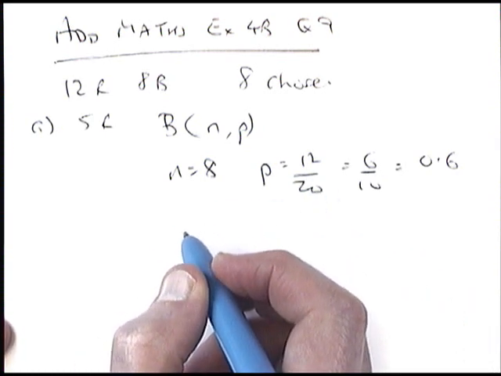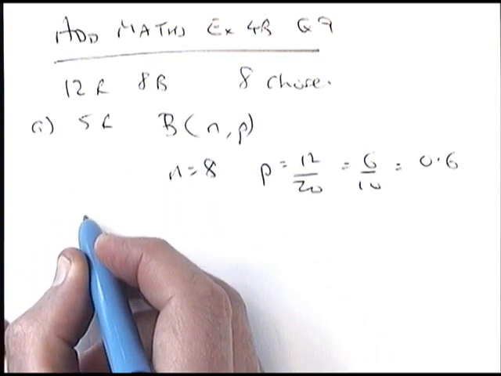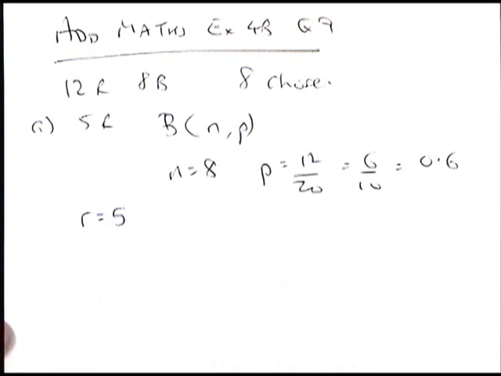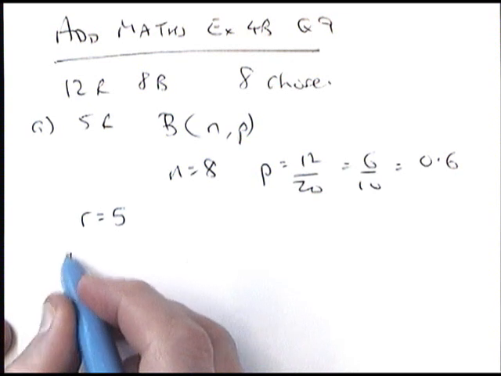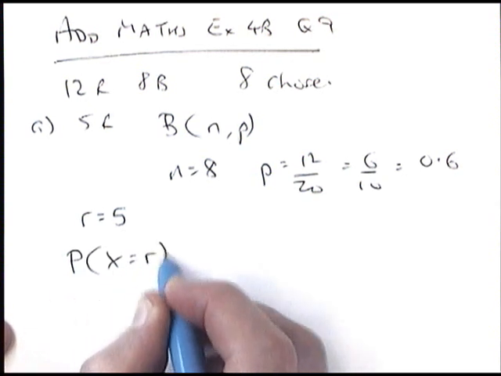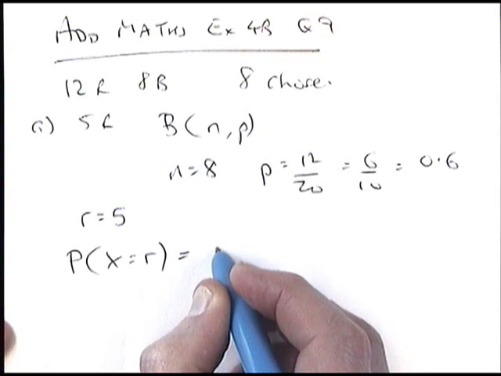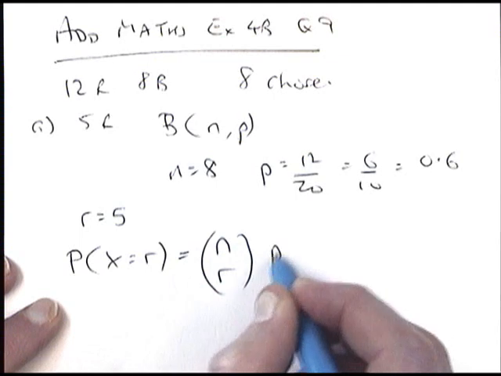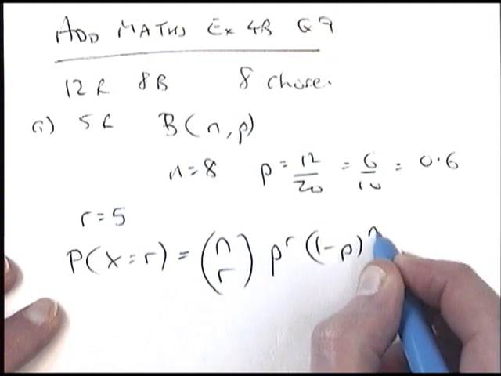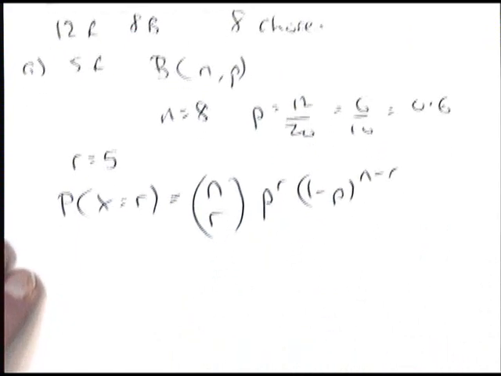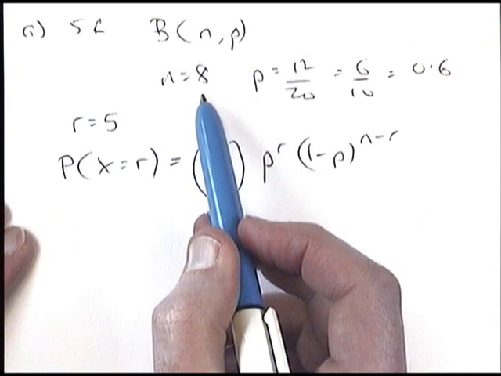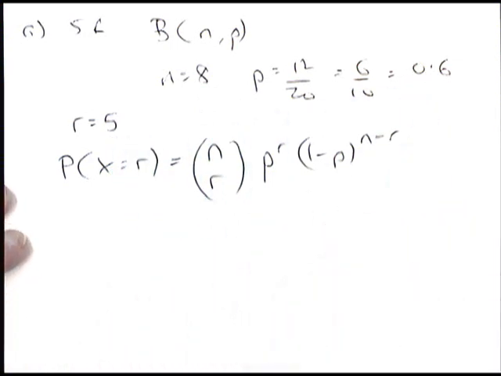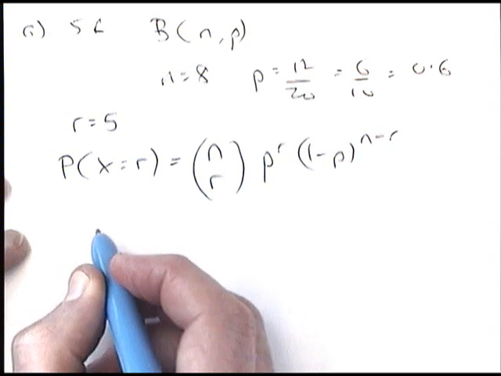And for part A, the probability of obtaining 5 red balls, that will be our little r number. r is 5. That's our requirement. We require 5. To answer any of these questions, you always need to learn to memorize the formula. It's not given to you on the AddMaths paper. The binomial probability formula is n choose r, p to the r, 1 minus p to the n minus r. Now in this question, we've got our n, it's 8. We've got our r, it's 5. We've got our p, it's 0.6. So it's just a case now of substituting those in.